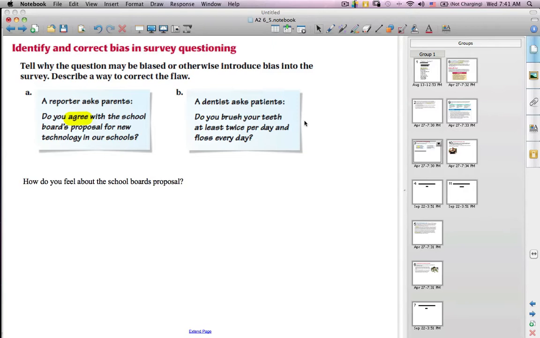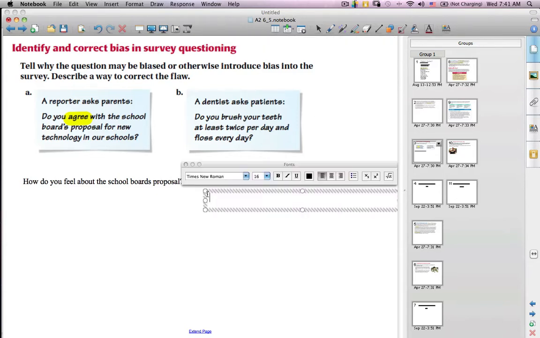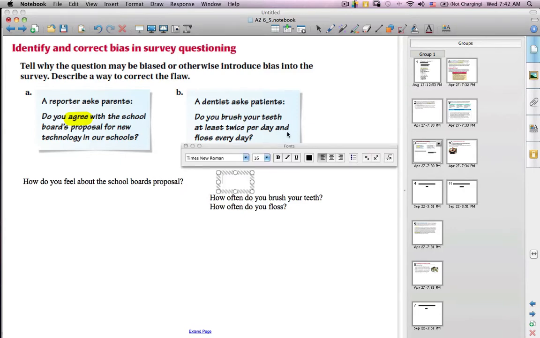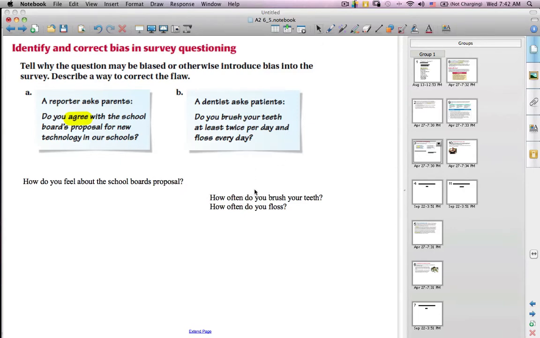Similarly, over here, if a dentist is asking patients, do you brush your teeth at least twice a day and floss every other day? Well, this is introducing the bias of the dentist. This is what he thinks you should do, so you're being pushed to answer in a certain way. So better would be to say, how often do you brush your teeth? And how often do you floss? These are much better questions than the questions that are in the problem.